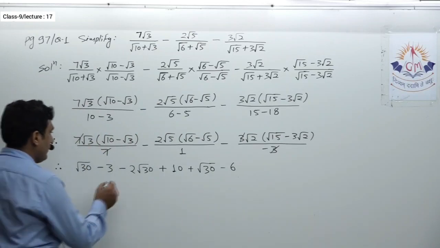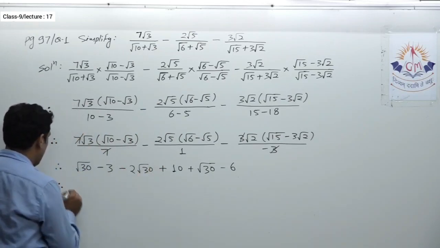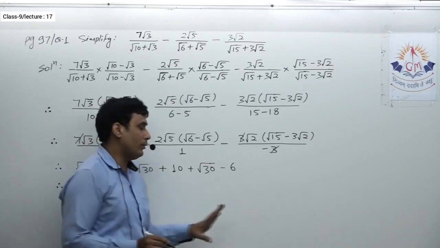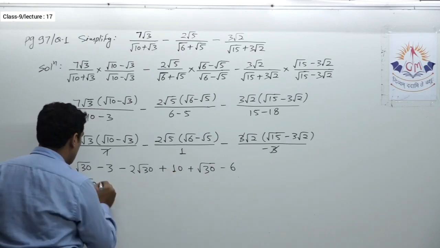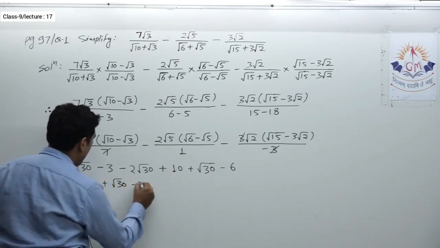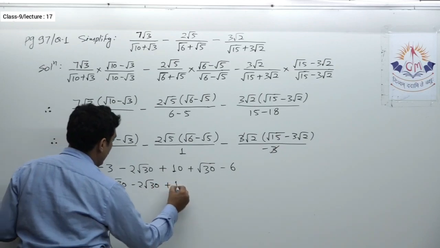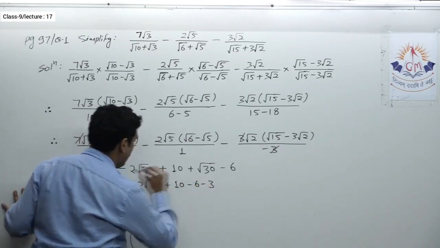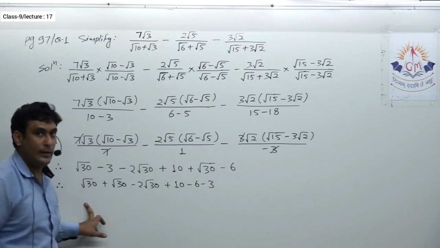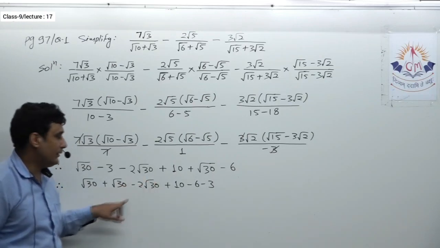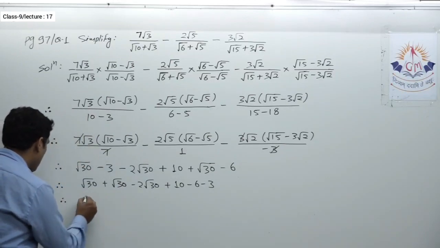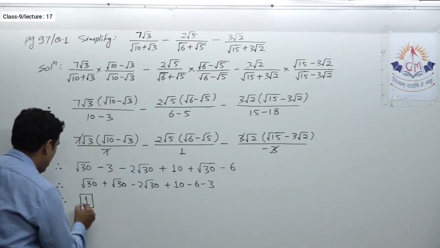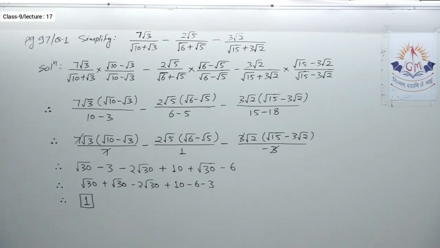Okay, so now I write the like terms all together. However, that step is not that much required. Still I write: root 30, then plus root 30, then minus 2 root 30, then plus 10, minus 6, minus 3. So root 30 plus root 30 is 2 root 30, which will cancel with this. 10 minus 9. So finally my answer is 1. So this is the final answer. So please note it down, then we'll see the next question.